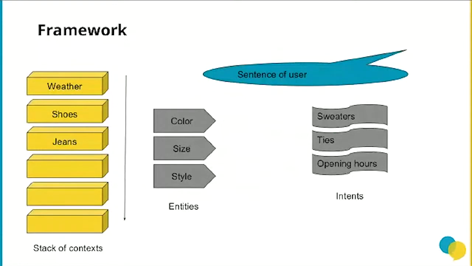So if you want to see it in a nice design, you have the sentence of the user on the top, and from the sentence of the user, we extract all the entities we can and all the intents we can. And first, with the entities, we go back in descending order on the stack, and we get the first context that should match with the entities we extracted. At that point, we switch to the context, or we stay on the context we are in, and we watch for the intents then.